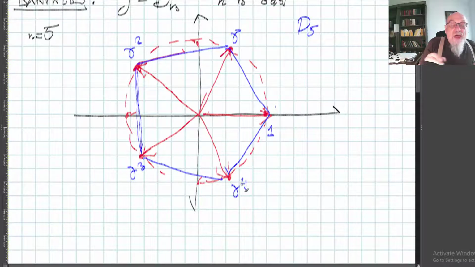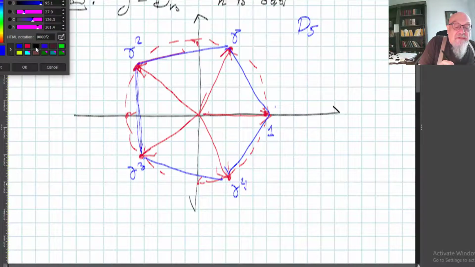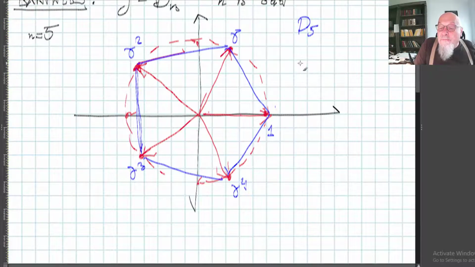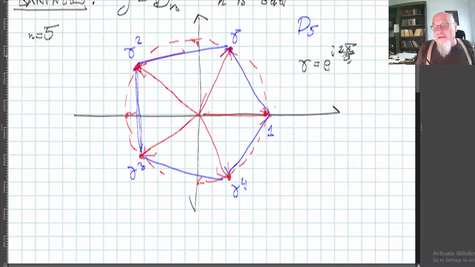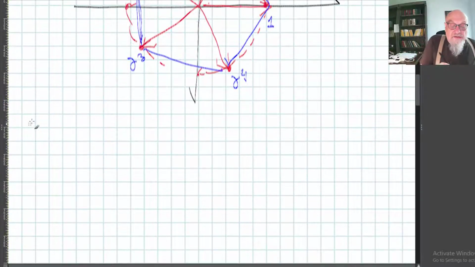So what is the rotation? Rotation here is represented by a complex number. So gamma is equal to, I write it down, e^{i 2π/5}, by 2π divided by 5. So when you multiply a complex number by that number, it will rotate the vector by the angle 2π over 5. So let me just write now what is our group Dn in our case.